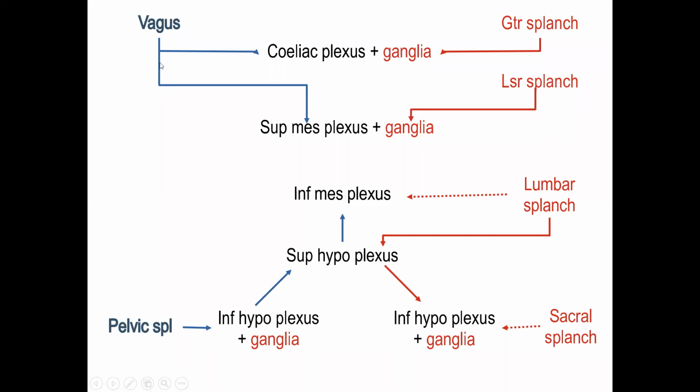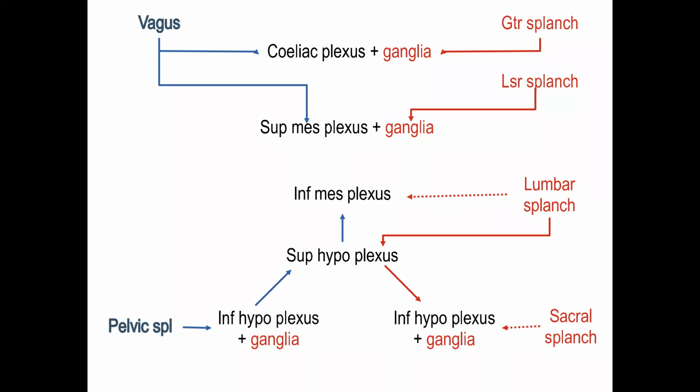So I'll repeat again. Vagus and pelvic splanchnic: foregut and midgut are supplied by the vagus, and hindgut and pelvic organs by pelvic splanchnic. Greater and lesser splanchnic from the thorax supply foregut and midgut. Greater splanchnic is T5 to T9. Lesser splanchnic is T9 to T11. There's also the least splanchnic.